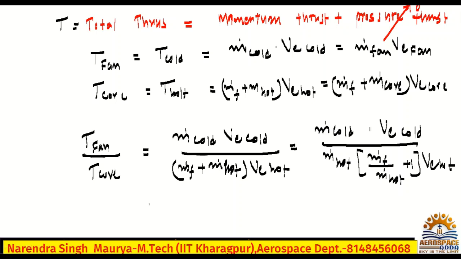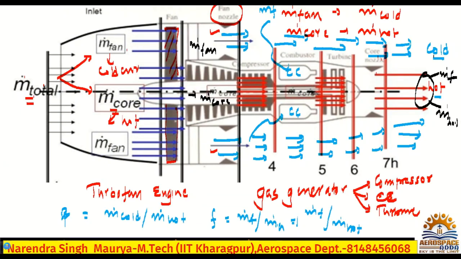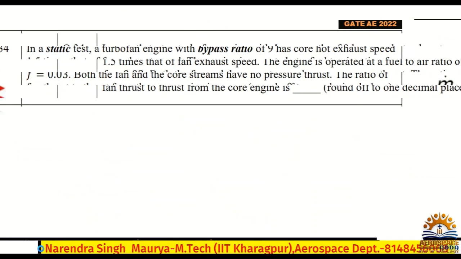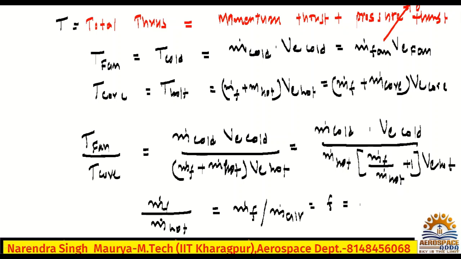Check what is m dot f divided by m dot hot air. It is nothing but m dot f by m dot air, no? What is the m dot f by m dot air? That is the fuel ratio, small f, and that value they have given. How much is it given? I think 0.03, yes or no? 0.03 they have given.